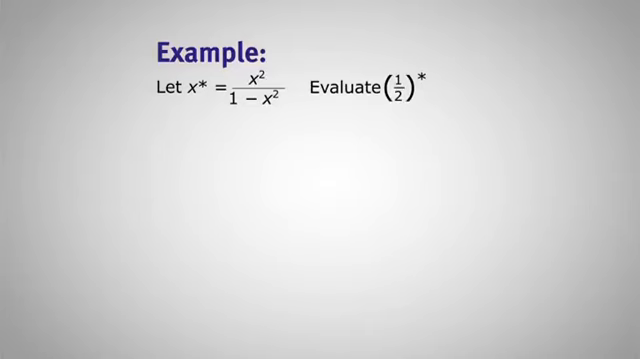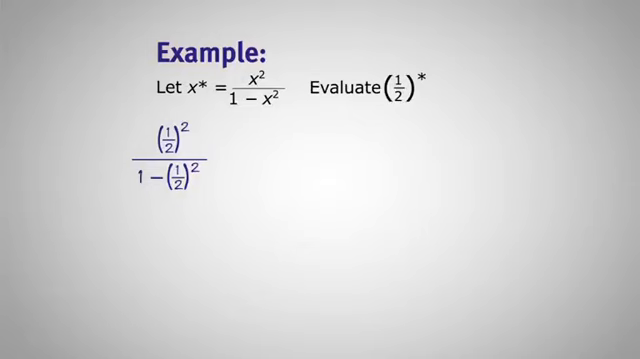Let x asterisk be defined by the equation x asterisk equals x squared divided by 1 minus x squared. The question now asks you to evaluate 1/2 asterisk. All this is asking you to do is plug in 1/2 every single time in the equation that you see x. When we do that, we get (1/2) squared over 1 minus (1/2) squared.